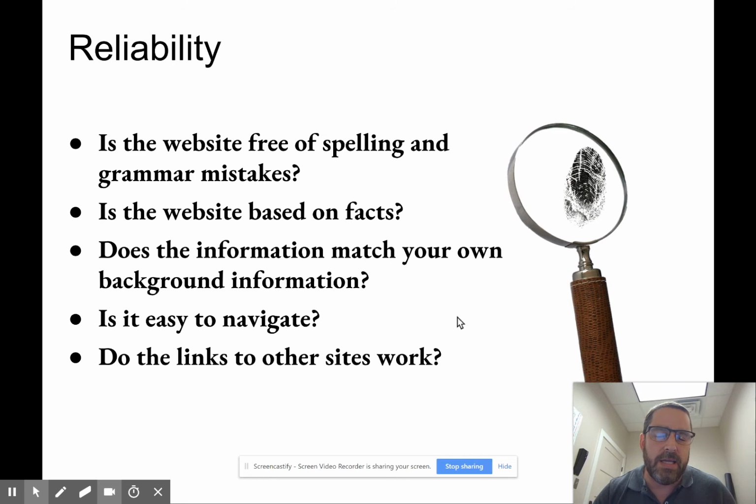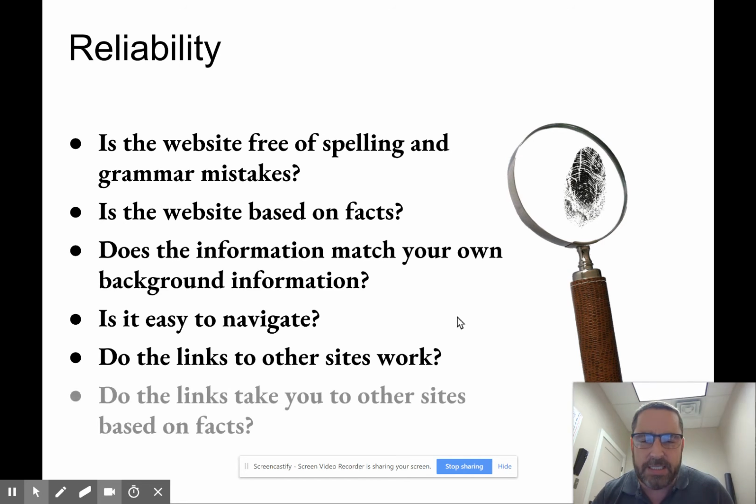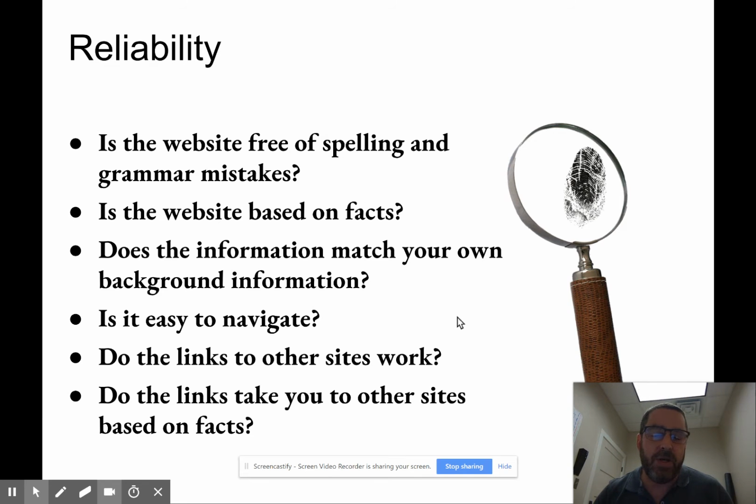Next, do the links to the other sites work? So when you click on those links, do they actually take you to other sites? And do they take you to other sites that are based on facts? So that's another huge one. If you go to, say, a Holocaust site, and you click on a link, and it takes you to a neo-Nazi site or a white supremacy site, you don't want to use that original site, because you can tell right there that it's very biased and it's probably not going to be telling you the truth.